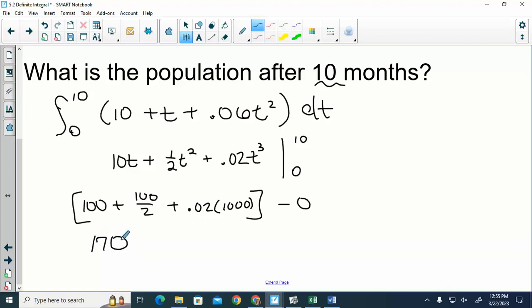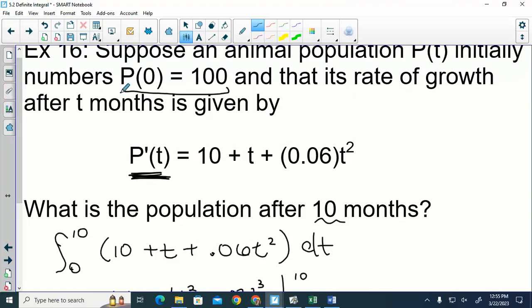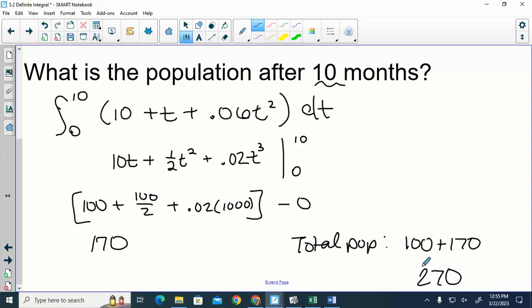Secondly, but we're missing one thing. This is basically telling us how much our population grew by. So we added 170. How many did we have to start with? 100. So the total population would be what we started with plus the new members. So 200.